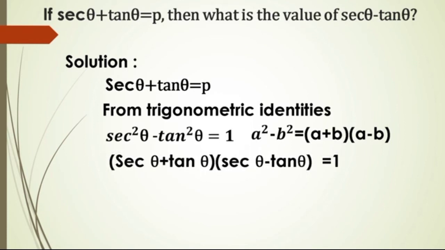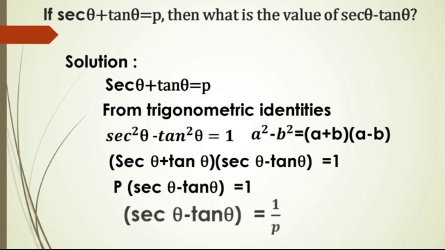In the problem, secant theta plus tan theta equal to P. In the place of secant theta plus tan theta, we keep P. Then we get P into secant theta minus tan theta is equal to 1. Now transpose P, then we get secant theta minus tan theta equal to 1 by P.